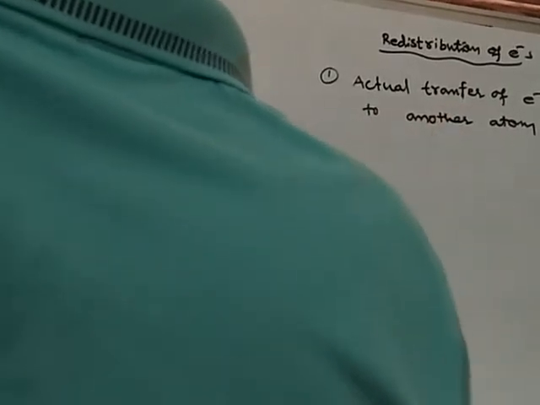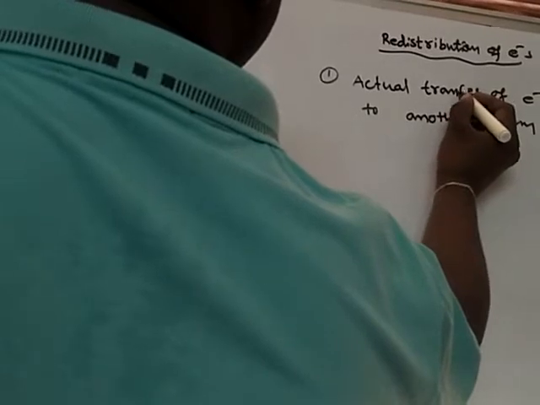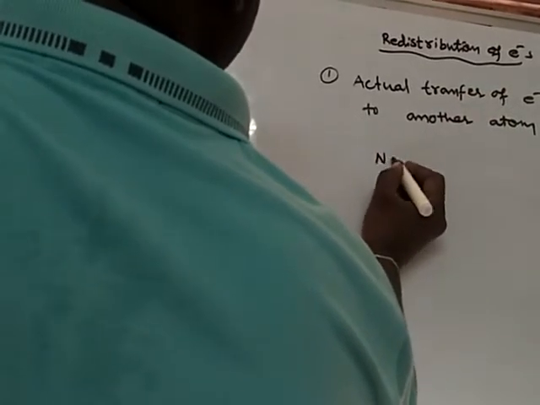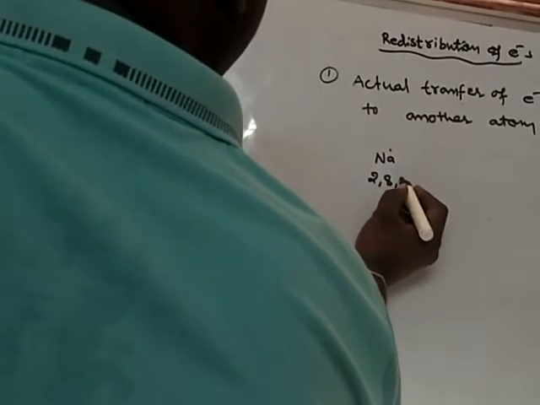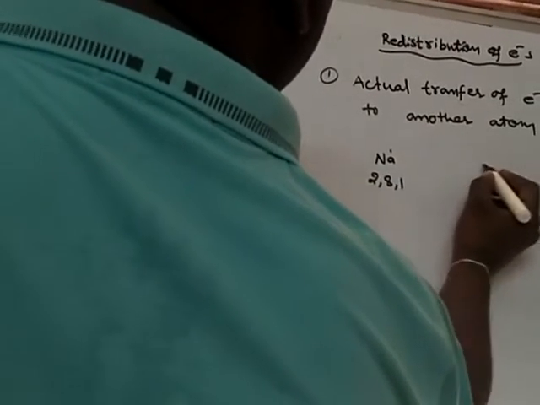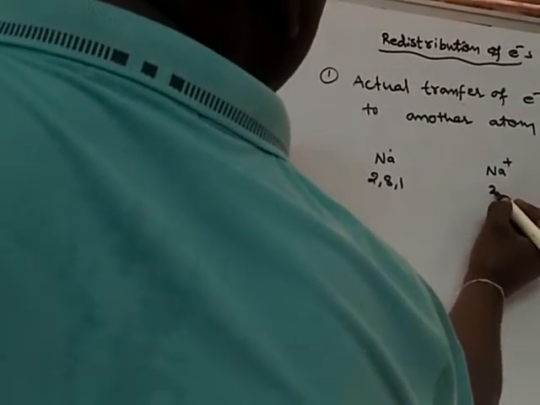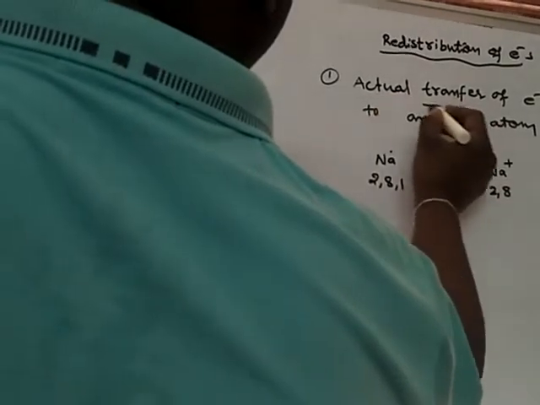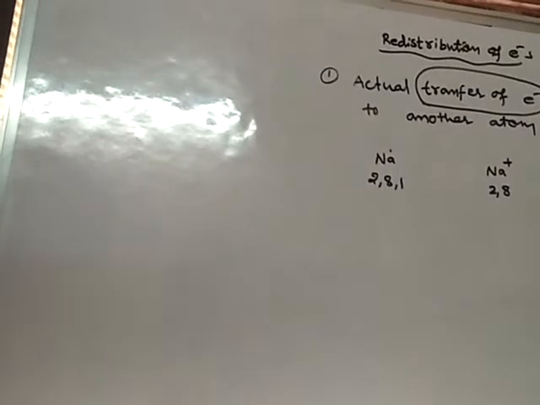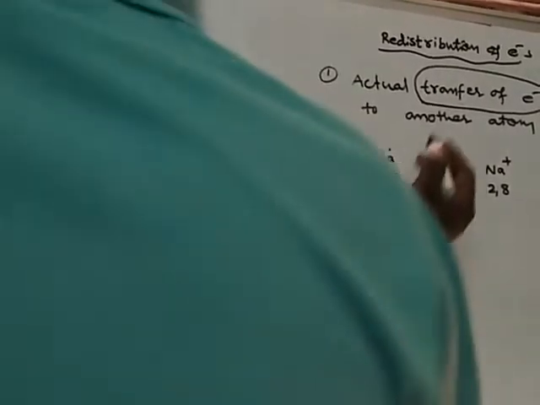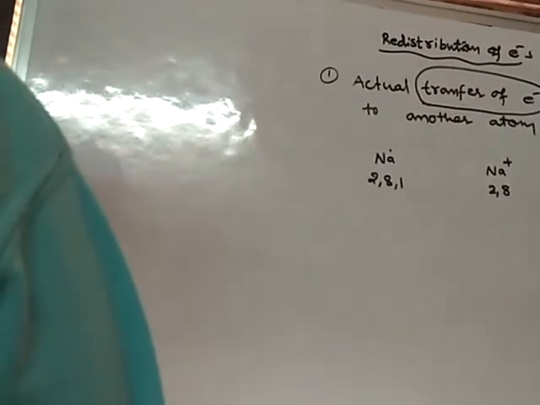So we have seen examples also for this. So what is that example? Sodium atom: its electronic configuration is 2, 8, 1. So it loses one electron and forms Na plus. Transfer of electron is of two types, as we have already discussed: either loss of electron or gain of electron.